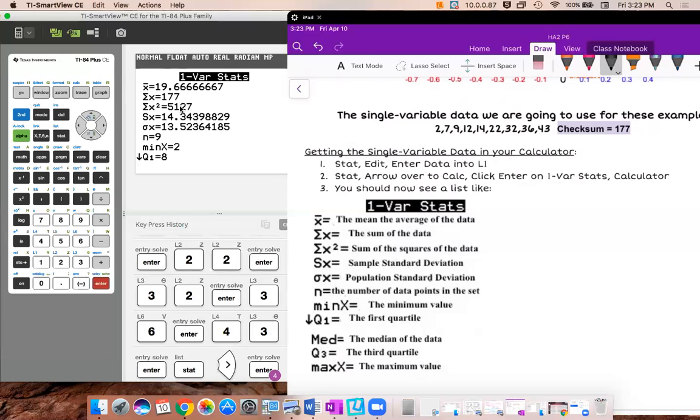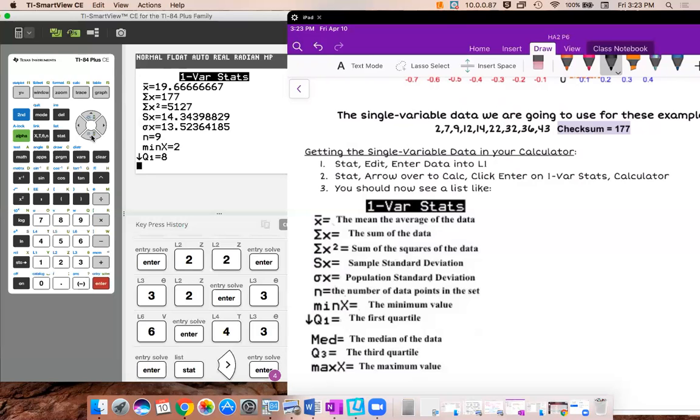This one is the sum of the squares of the data, which we don't really use. This is your standard deviation. So when we're talking about spread, this is what you use. This is also standard deviation. This one is for a sample population and this one is for a population. And we're not going to get too deep into that right now. The one you're going to use for my class is this SX. The N is the number of data points that you put into your calculator.